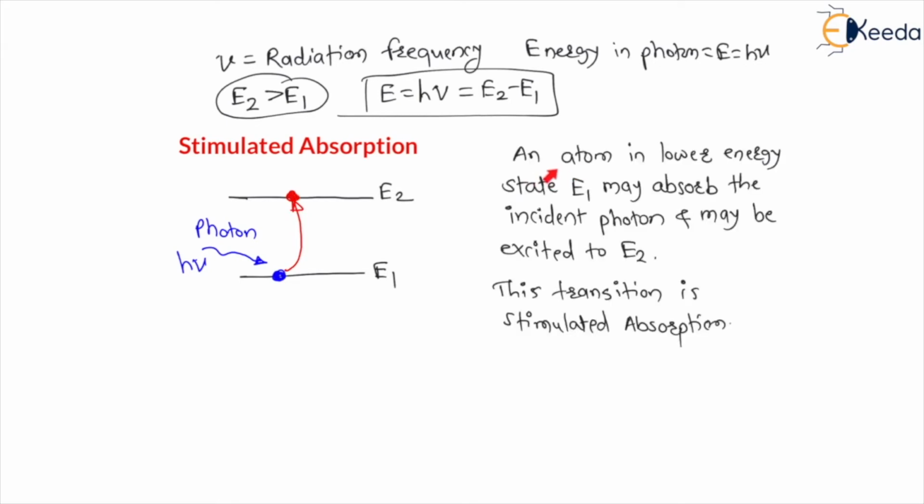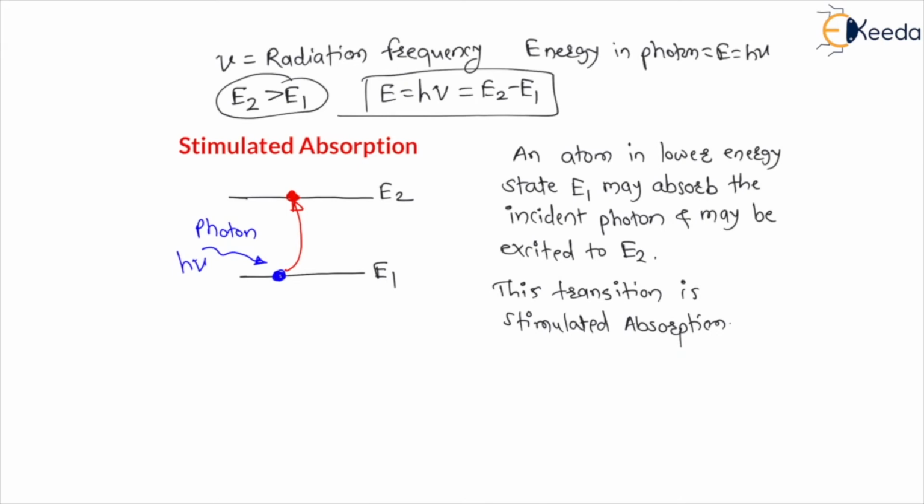Here I have written the definition of stimulated absorption: an atom in the lower energy state E1 may absorb the incident photon and may be excited to E2. This means the atom in the lower energy level will absorb the energy of the photon and travel to the higher energy level E2, and this transition is nothing but stimulated absorption.